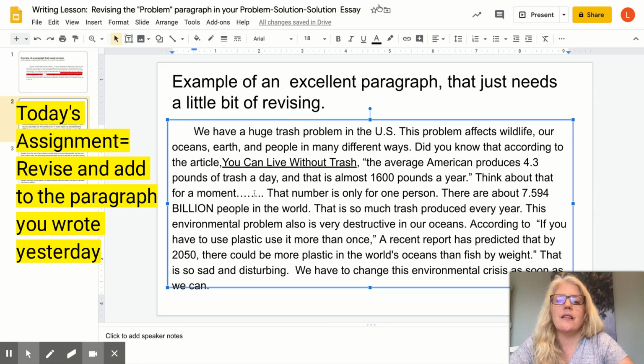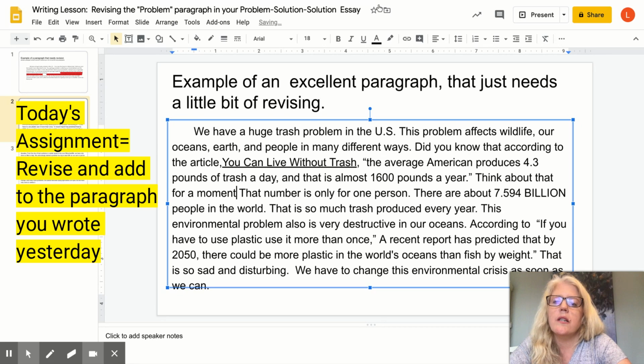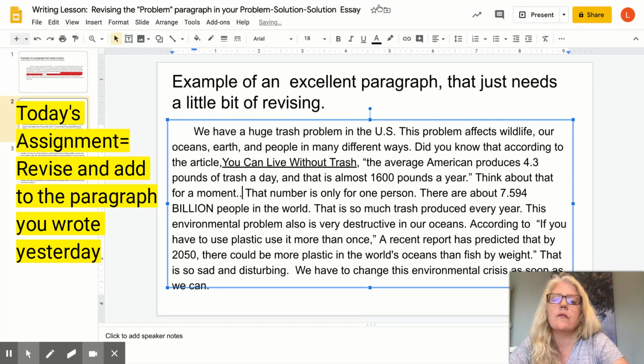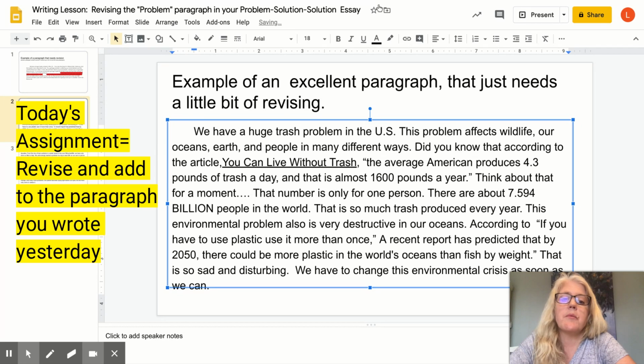Think about that for a moment. I like using these multiple periods called ellipses to make a point, but you only want to do 4 of them. 1, 2, 3, 4. That number is only for one person. There are about 7.594 billion people in the world. That is so much trash produced every year.